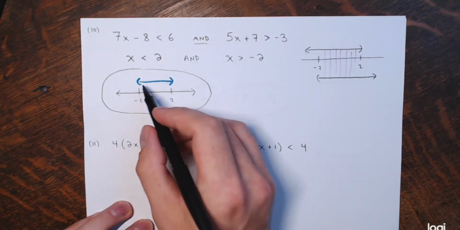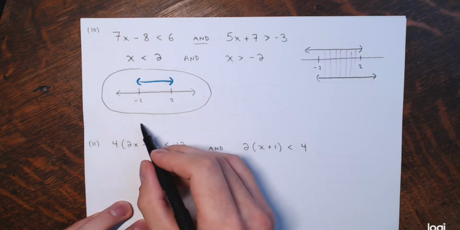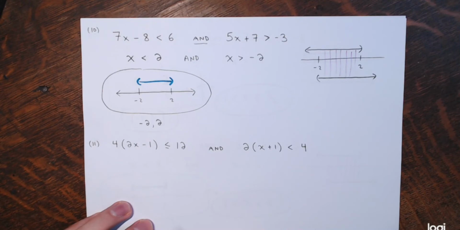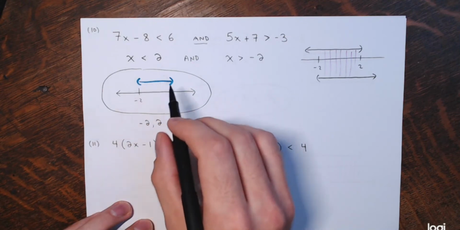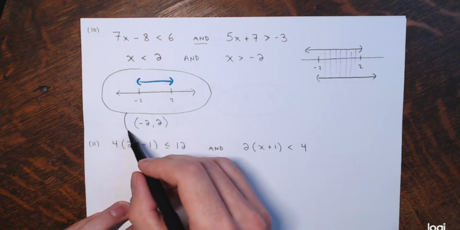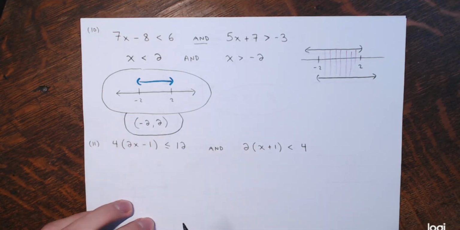The interval notation, right, going from left to right, it's the numbers from negative 2 to positive 2. So I put negative 2 comma 2. And neither one of those ends, negative 2 nor positive 2, are solutions of the compound inequalities. So I put parentheses on both ends.